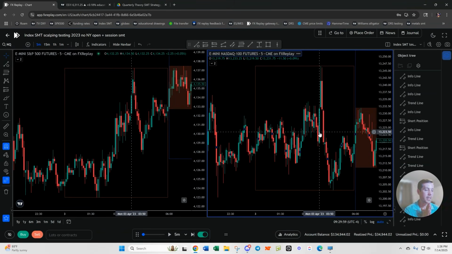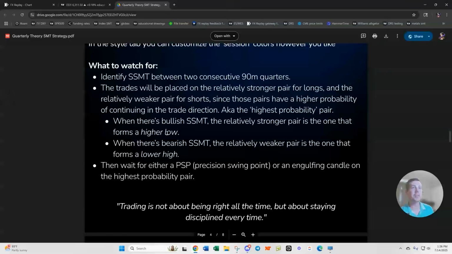All right, so I got a question in the chat. When a bearish or bullish SMT is formed, how do you know which asset to enter on? So I go over this in the strategy PDF. I skimmed over it because I don't want to spend too much time on it.